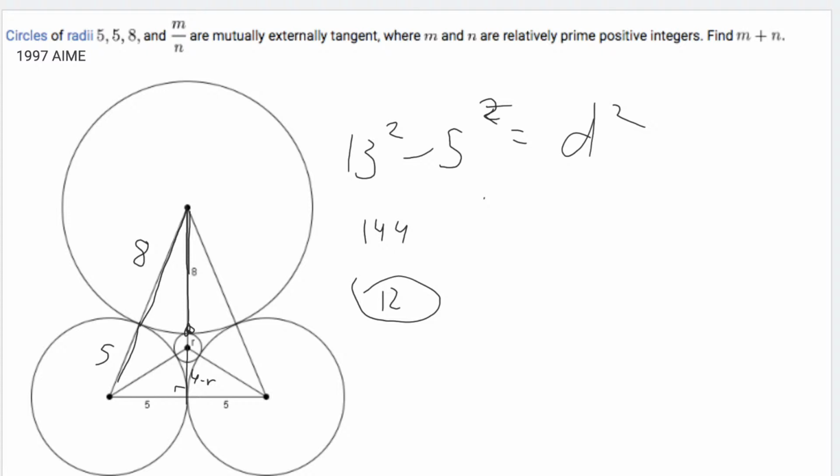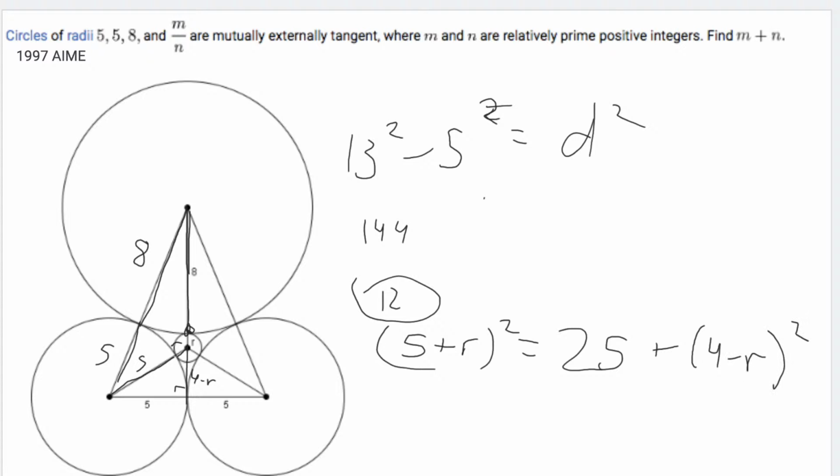So if it is 4 minus r, and we want the hypotenuse. We know part of it is just 5 from the radius, but there's another circle that goes through, so it's the radius of that also. So we're going to make an equation now, the Pythagorean relationship. So 5 plus r squared, that is the hypotenuse, equals 5 squared, which is 5 times 5, which is 25, plus 4 minus r squared. Now if you solve this out, you get r squared plus 10r plus 25 equals 25 plus r squared minus 8r plus 16.